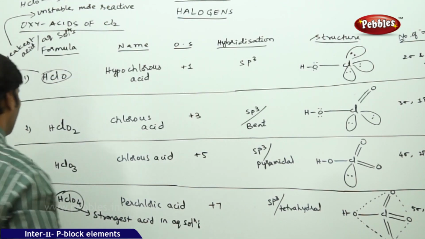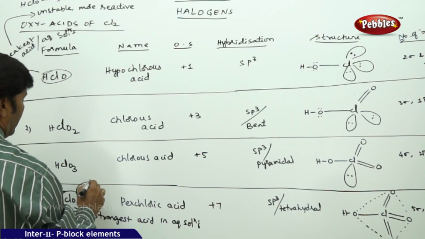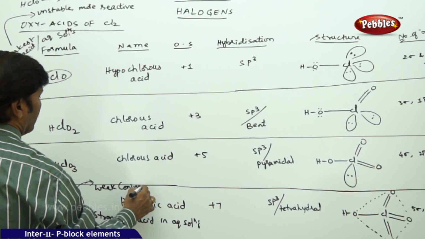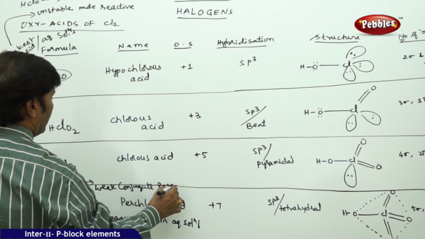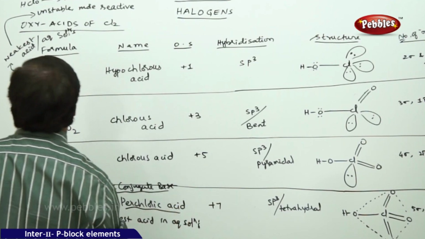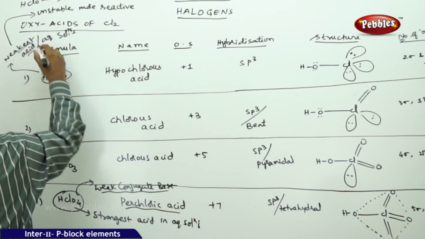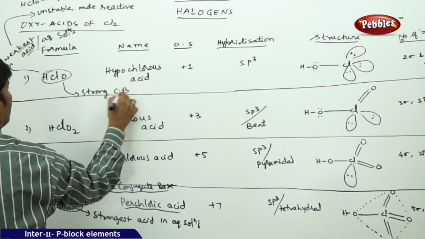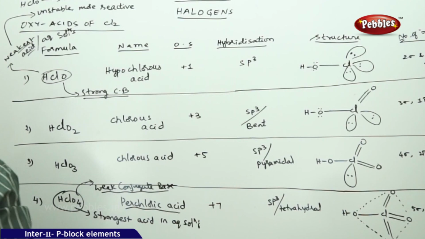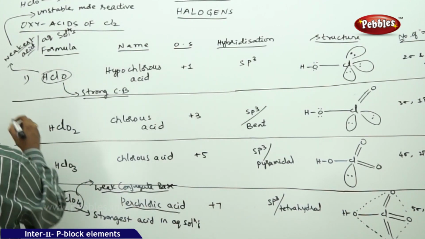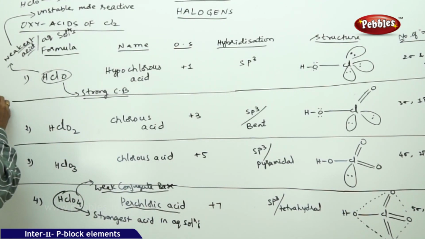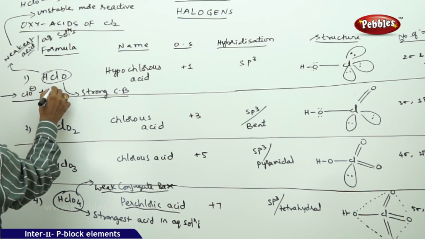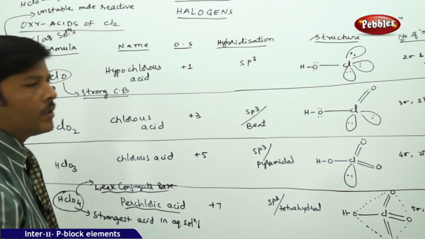Perchloric acid is the strongest acid, so it gives the weakest conjugate base. And the weakest acid is going to give the strongest conjugate base. What does the strongest conjugate base mean? Here you can just take the reaction: HClO gives rise to ClO minus plus H plus ion. So the hypochlorite ion is the conjugate base.